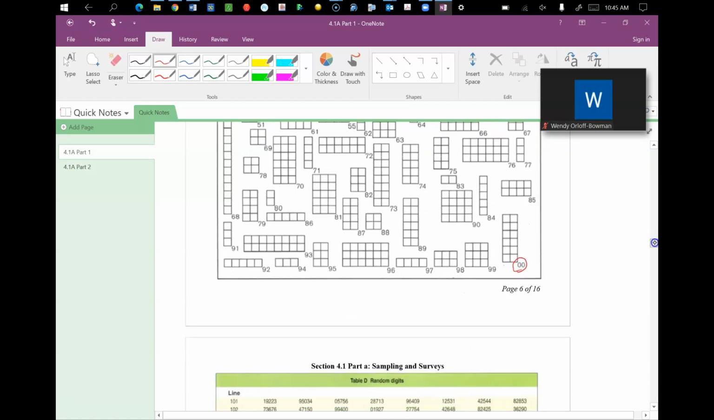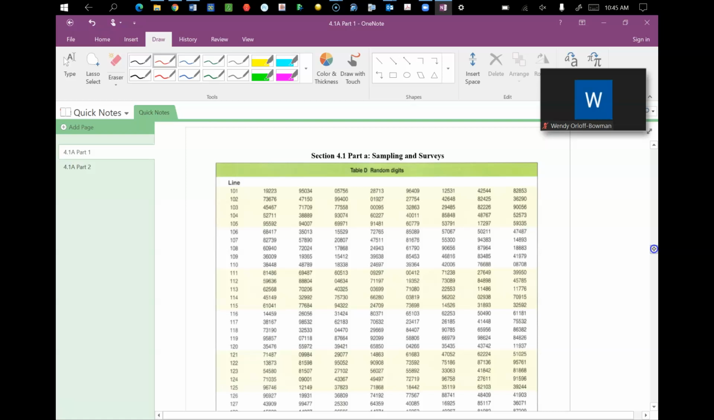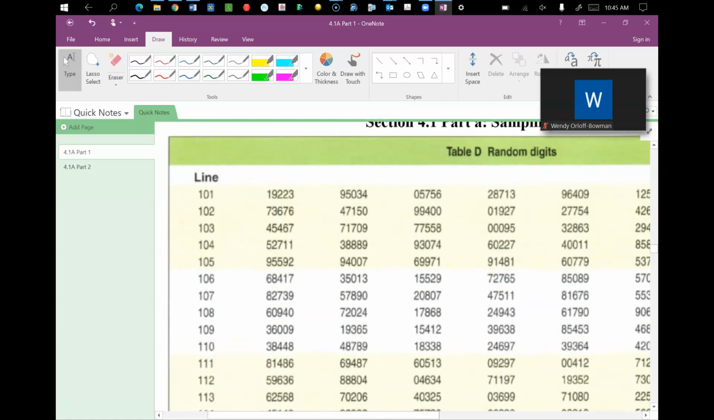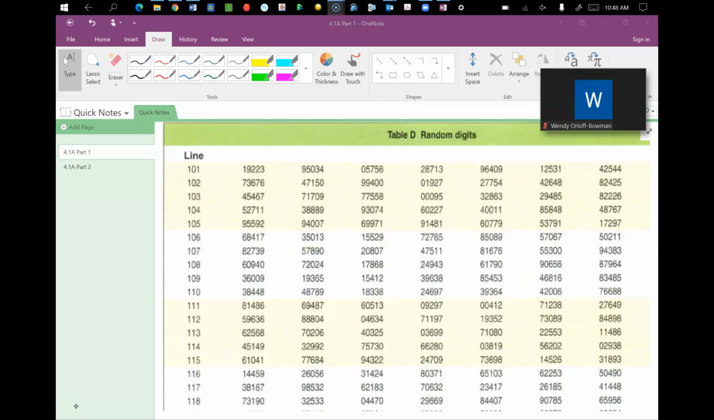Now we're going to move down to the actual random digit table, and I'm going to make this a little bit bigger. Since it's a random digit table, it doesn't matter which line you start at. Typically what we do is pick a line to start at, and then we go through and start reading off digits that represent the outcomes for our sample. To keep things simple, I typically start at the first line in the random digit table.